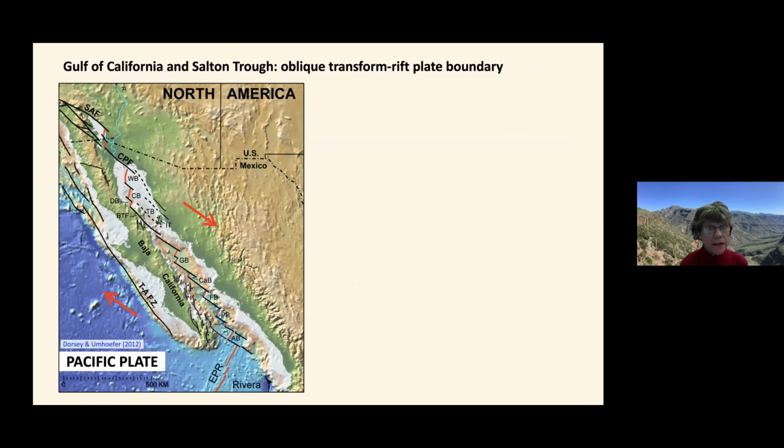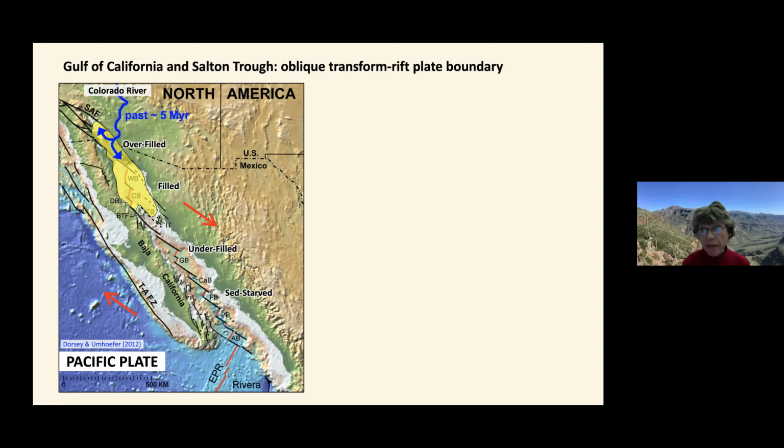This is the transform rift plate boundary in the Gulf of California and the Salton Trough, which is accommodating relative motion between the Pacific plate, which moves to the northwest relative to North America. Most of the Gulf of California is dominated by long transform faults, which are accommodating that relative motion. And the Gulf of California shallows from very deep waters of up to 3,000 meters in the south, progressively northward to filled and overfilled basins.